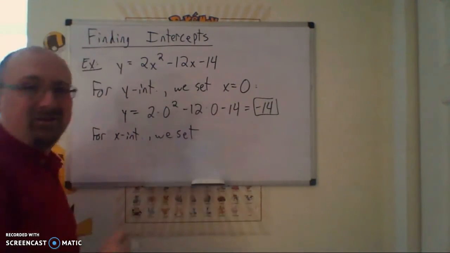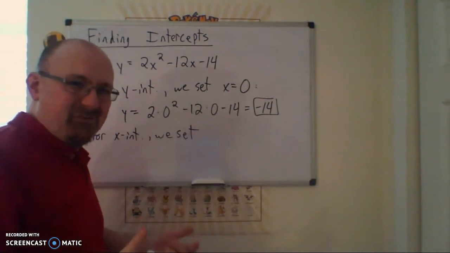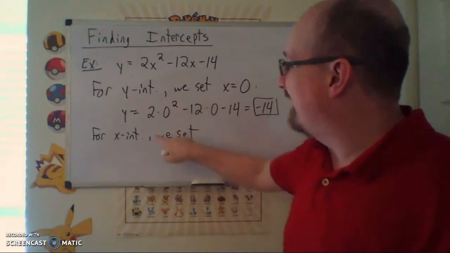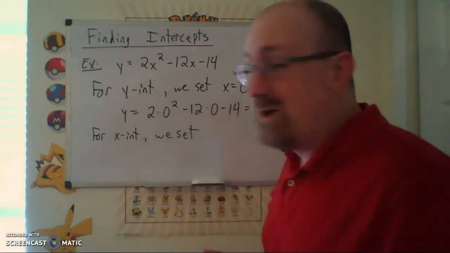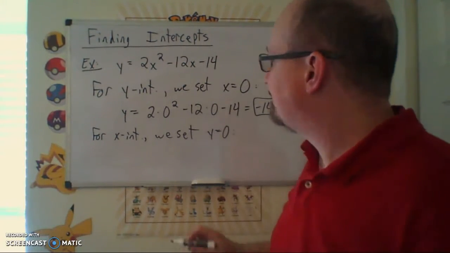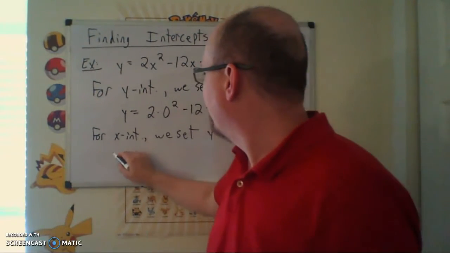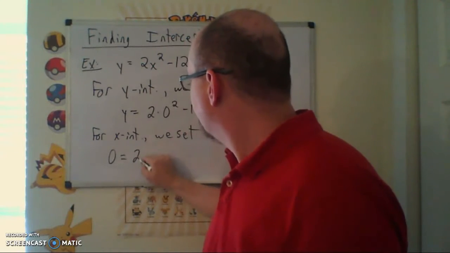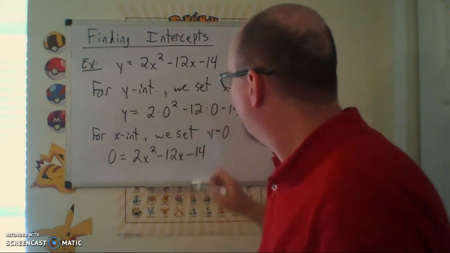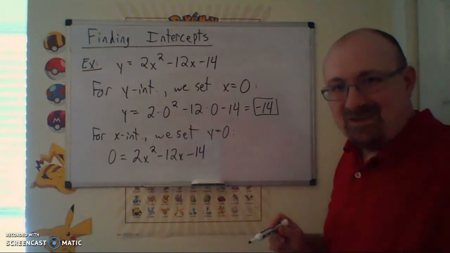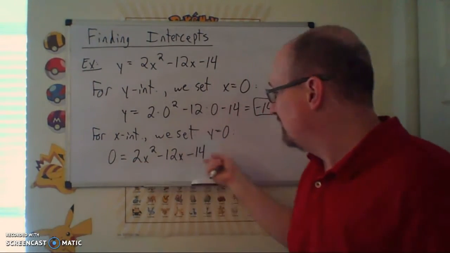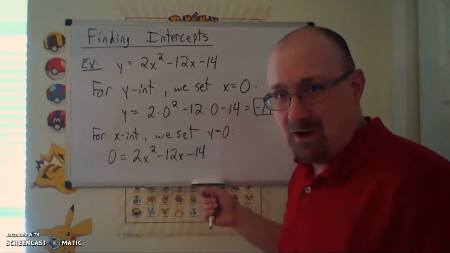And hopefully this makes sense. If the y-intercept required us to set x equal to 0, then if we want to find the x-intercepts, we set y equal to 0. I'm getting close to the bottom of the board and I'm kind of freaking myself out. So, all right. Now, this one's not quite as pretty. We've got 0 equals the quadratic equation right here.